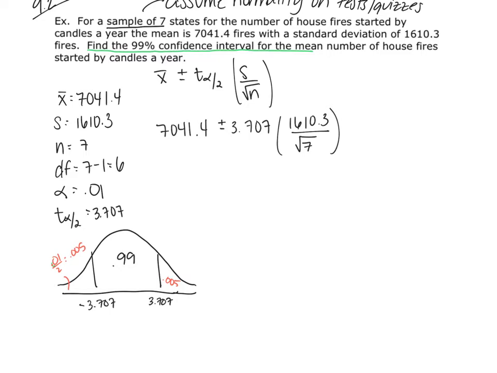Again, be careful here. The denominator is the square root of n. Make sure you're not using the degrees of freedom. Our lower bound is 4,785.186. And our upper bound is 9,297.614.